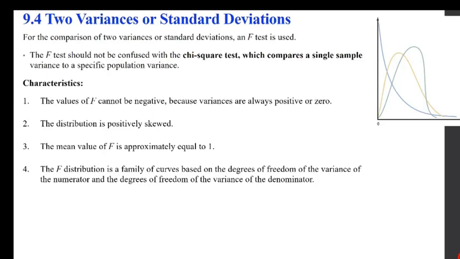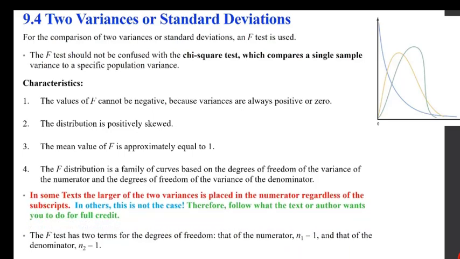So the degrees of freedom for what we have learned so far, there was one of them. Now we have two of them, one for the top, one for the bottom. It's known as degrees of freedom df1 for the numerator, df2 for the denominator. Now, this is what I want to emphasize. In some texts, the larger of the two variances is placed in the numerator regardless of the subscripts. In others, this is not the case. Therefore, follow what the text or author wants you to do.